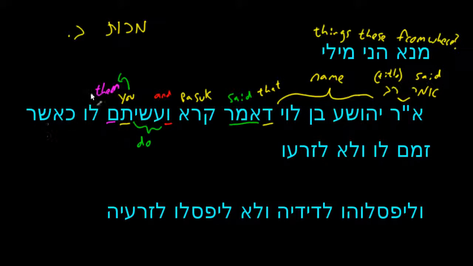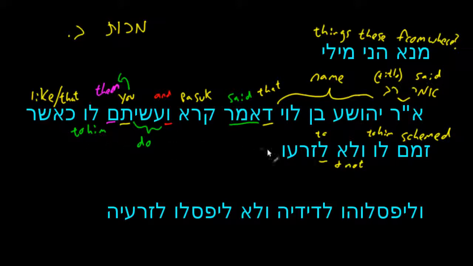So v'asisem lo, lo is to him, kasher is like that, zamam is schemed, lo to him, vilo is, I'll put it down here, and not, lizaro, li is to, o is his, and the shoresh is children.